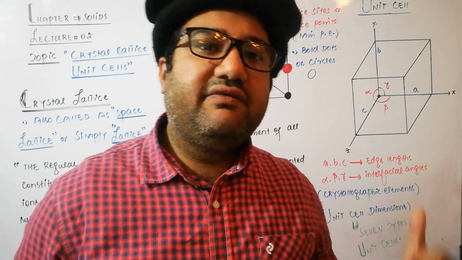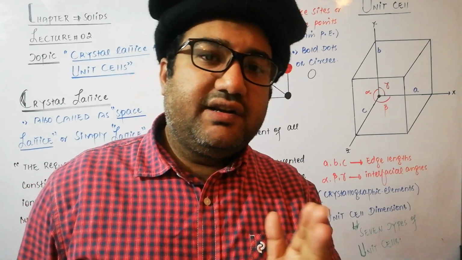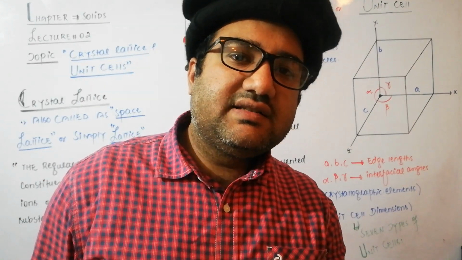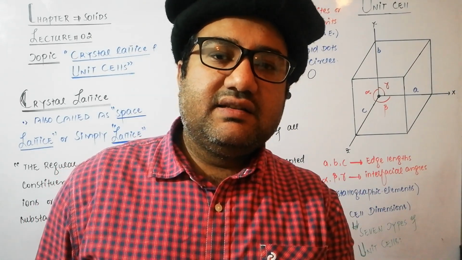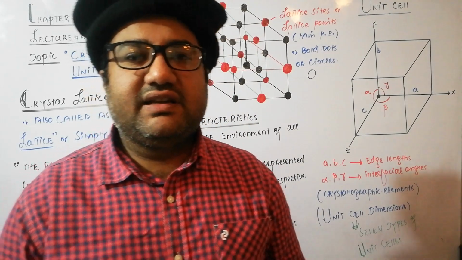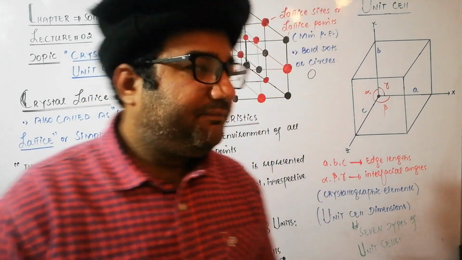In the same way, every unit cell is the representative of the crystal lattice. It shows the symmetry of the crystal lattice. It shows the size of the crystal lattice. So that unit cell is basically the smallest representative of the crystal lattice.